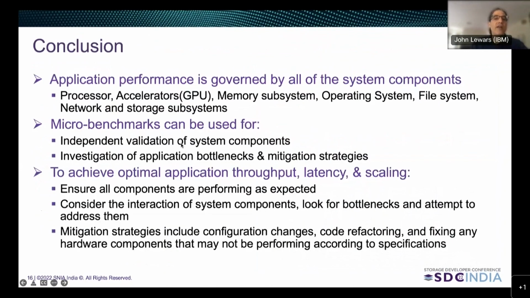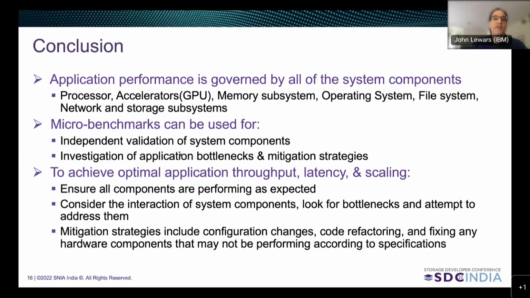In conclusion, what we tried to do here is show the relationship between the various components that will really dictate the performance of your parallel application and file system workloads. Depending upon the type of application you're using, processors, GPUs, the memory subsystem, the operating system tuning parameters, file system configuration, and the way your network and storage subsystems are laid out can all come into play. And often the slowest limiting component will really be what dictates your performance.